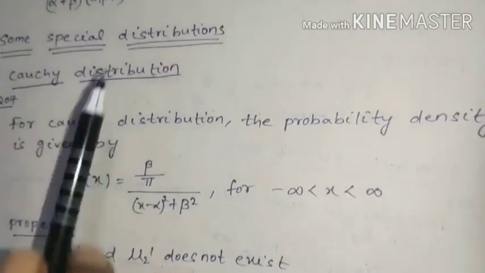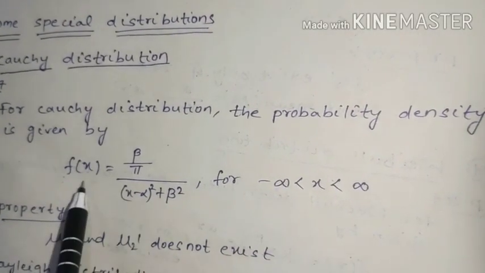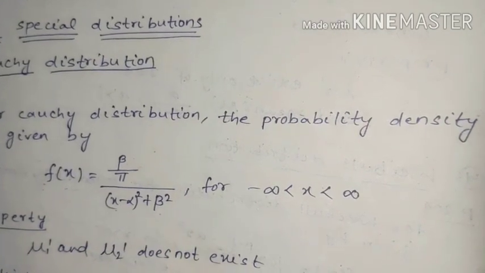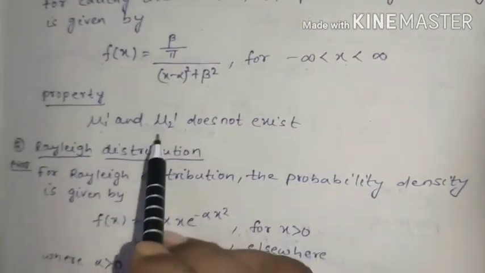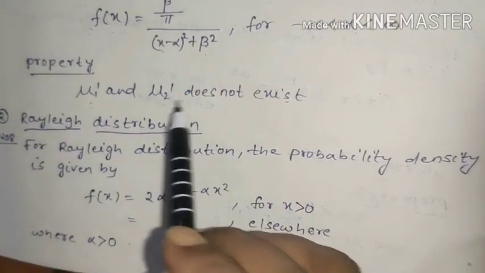And Cauchy distribution, the probability density is f of x equals beta by pi whole divided by x minus alpha square plus beta square. X belongs to R. And mu 1 dash and mu 2 dash do not exist. For the Cauchy distribution, mu 1 dash and mu 2 dash do not exist.